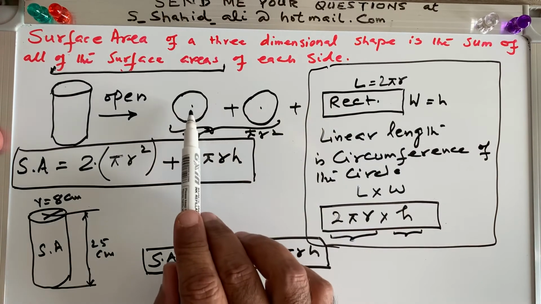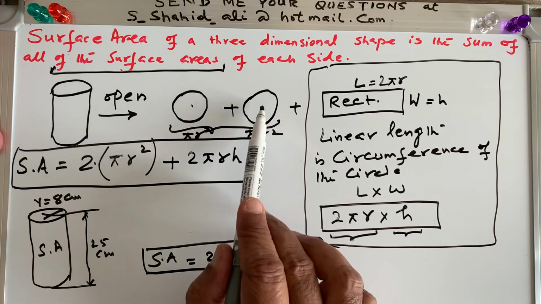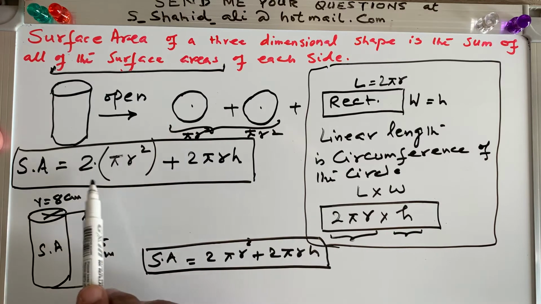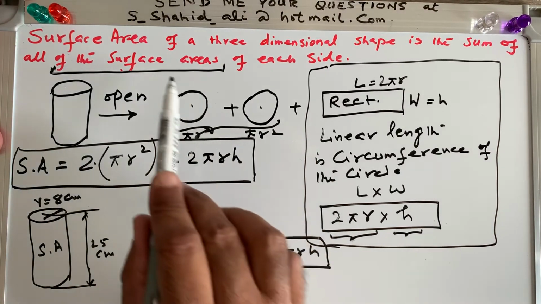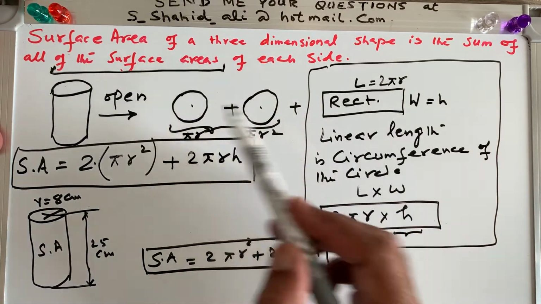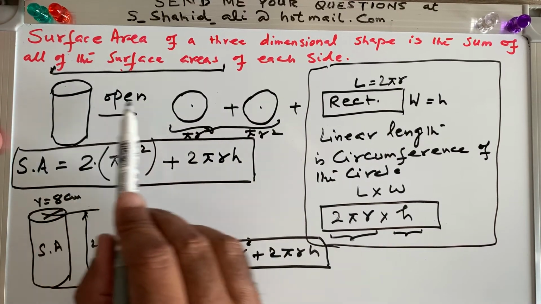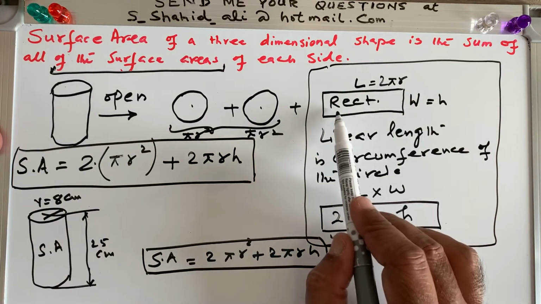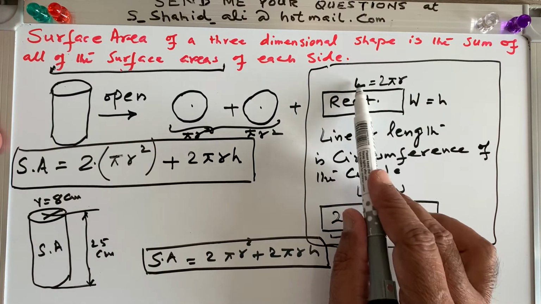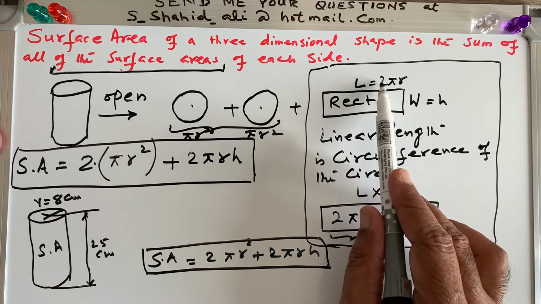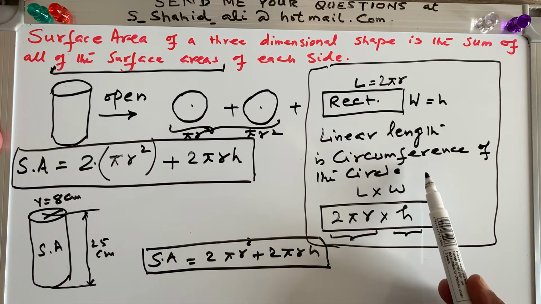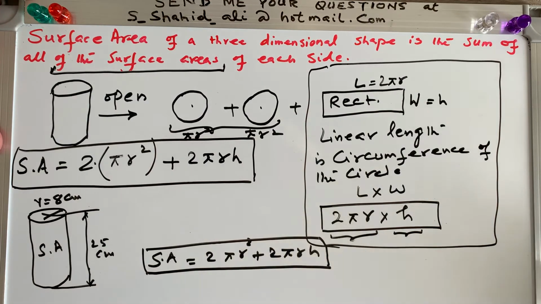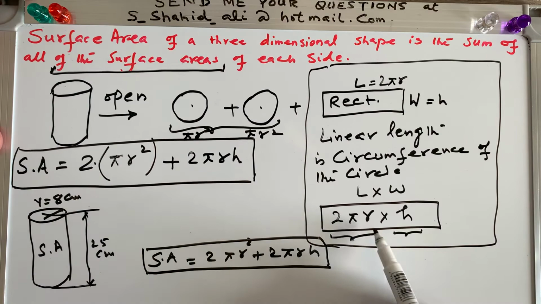So what is the area of this circle? Pi r square. What is the area of this circle? Pi r square. So we did 2 times pi r square, plus what else? Another area is the rectangular area. When you open this cylinder up, it's like a rectangle. So this rectangle is length times width. But my length is the circumference of the circle, right? We did this when we were doing the circle. So we have 2 pi r times h.